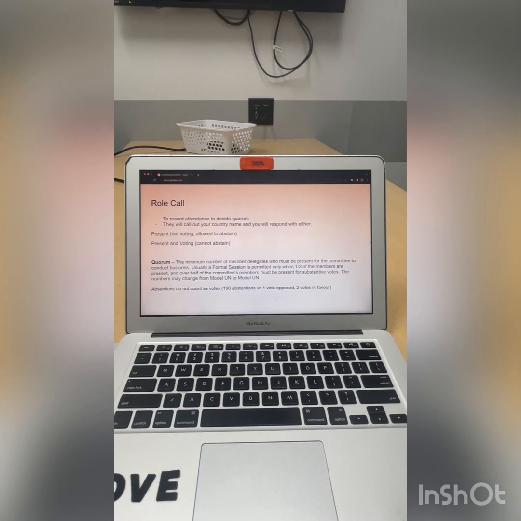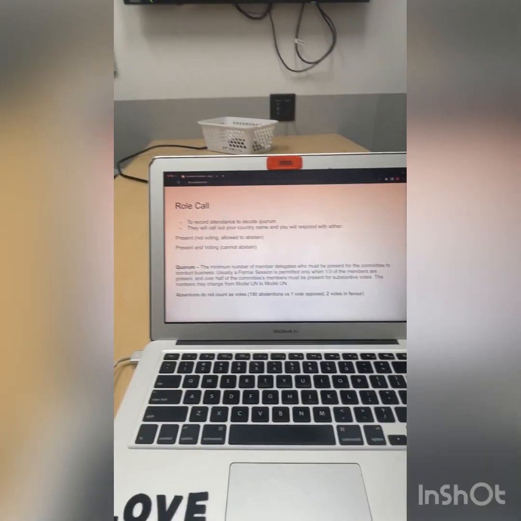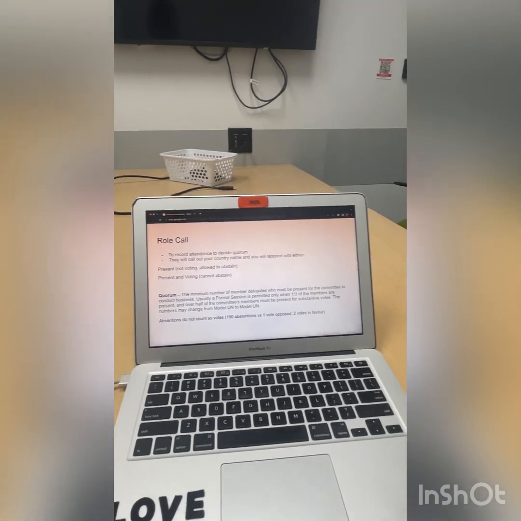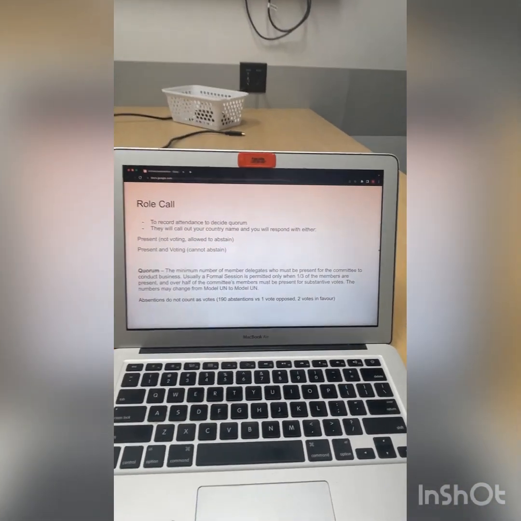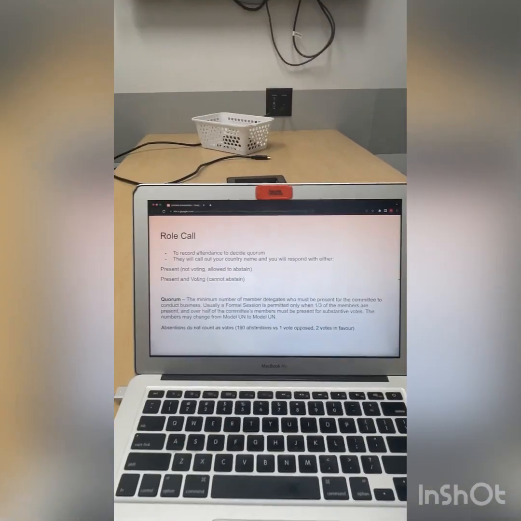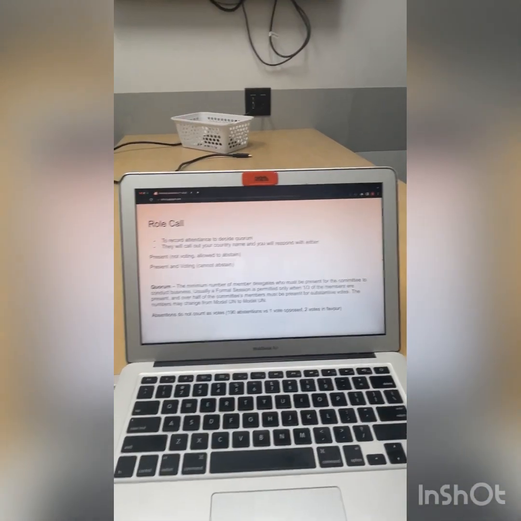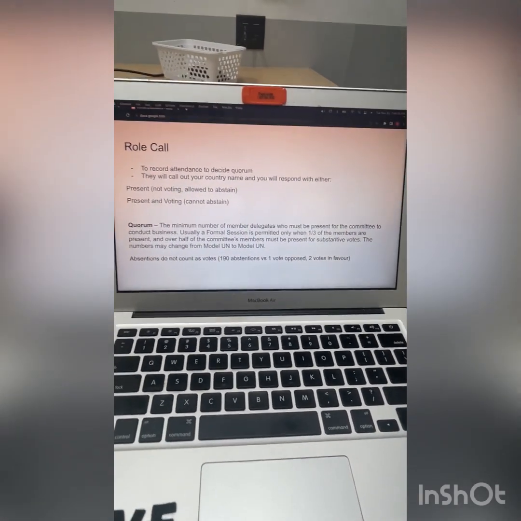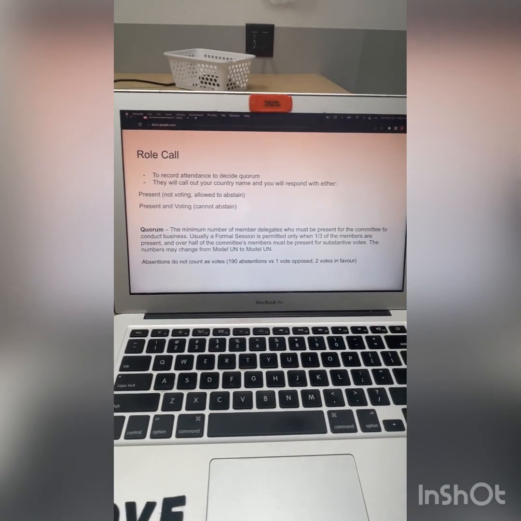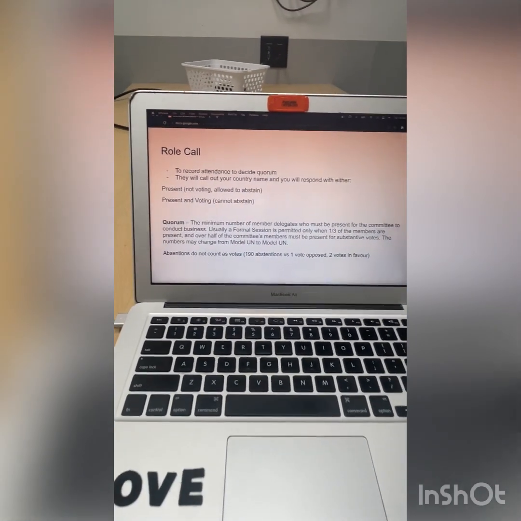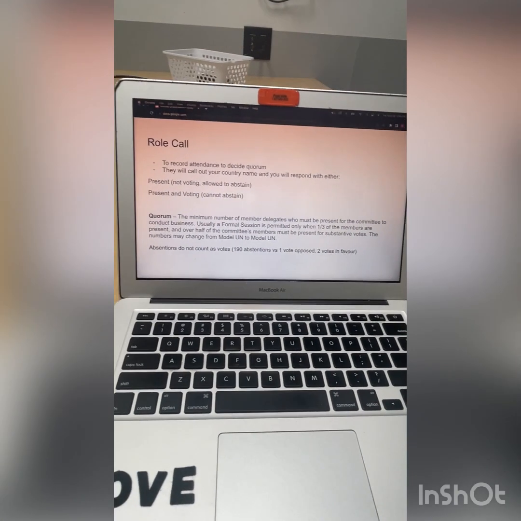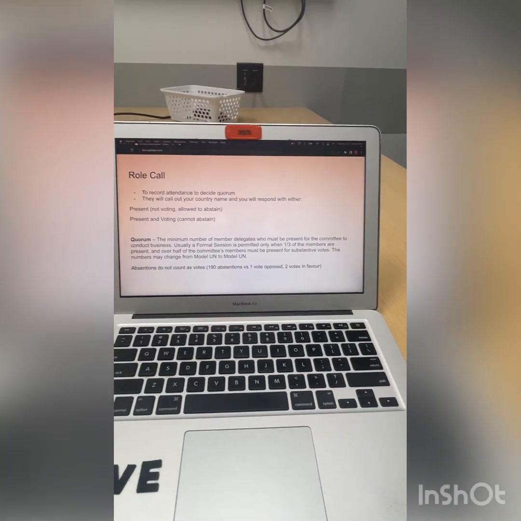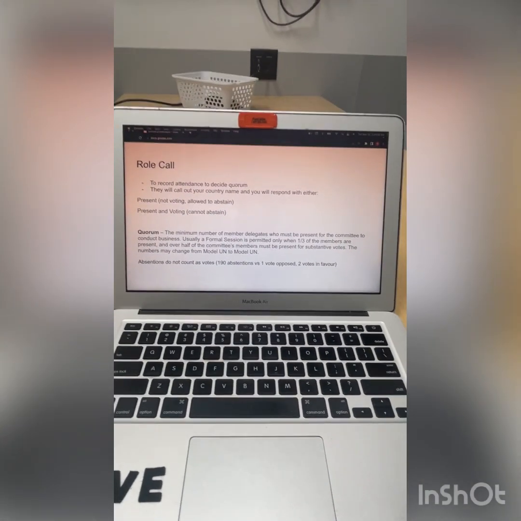For a formal session, you need 1/3 of the members present. Over half the committee members must be present for substantial votes, and the numbers may change for different Model UNs that are bigger or smaller, depending on what they are for. You have two options for roll calls: present, and present and voting. When you are present, you are not necessarily voting, or you could be voting at times, and you are allowed to abstain.